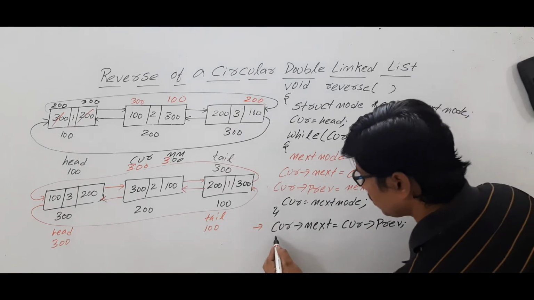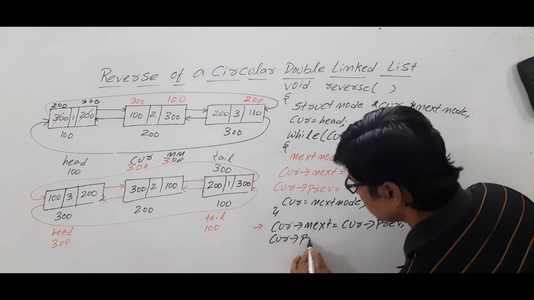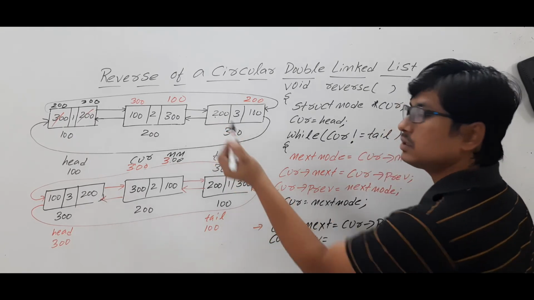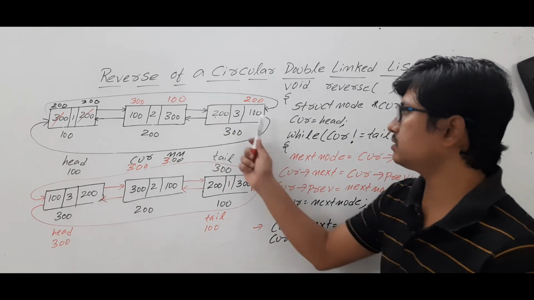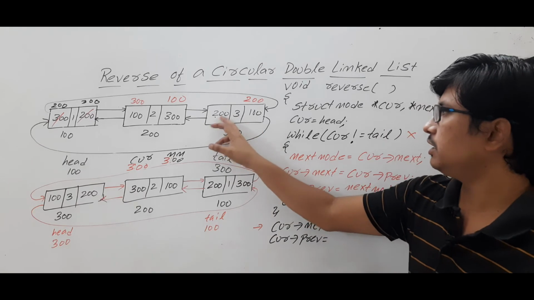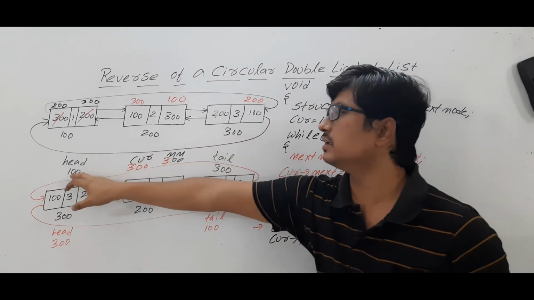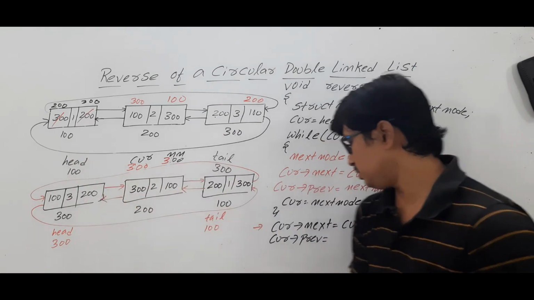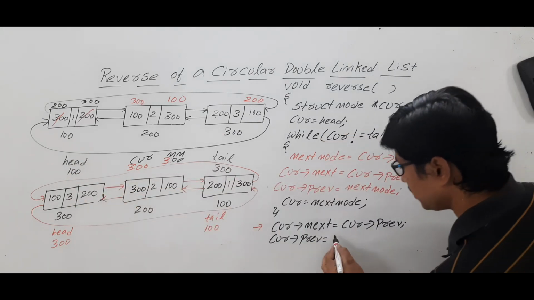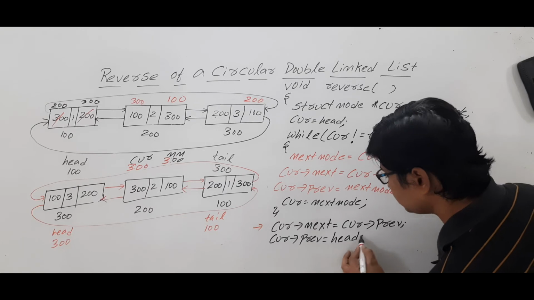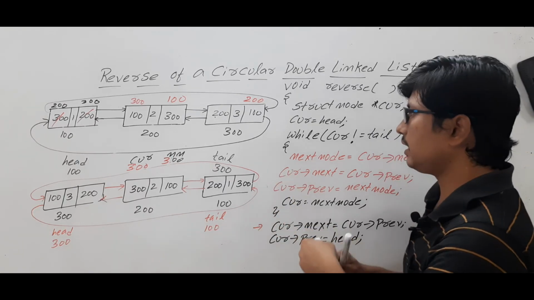Then current of previous, you want here what? 100. Am I right or wrong? Because these two also need to be exchanged. Here you got 200, here you want 100. Now where is the 100? It is there in the head. So you can write here current of previous is equal to head. So here you will get 100.